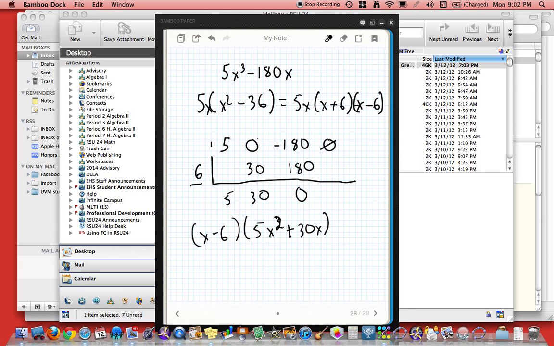And again, then you factor out the 5x, and guess what you get? 5x times x plus 6, the same way. So synthetic division is really efficient, though it takes a little practice.